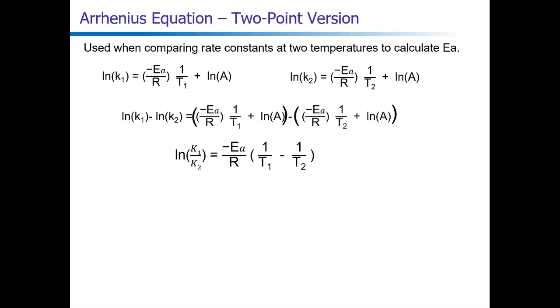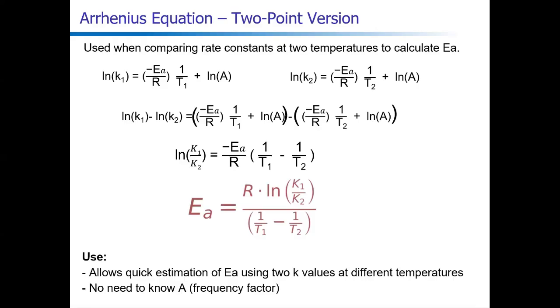We're left with the natural log of k1 over k2 is equal to the negative activation energy over R multiplied by 1 over T1 minus 1 over T2. This gives us a compact equation that relates 2 known rate constants to the activation energy. And finally, we can solve for activation energy, where activation energy equals R multiplied by the natural log of k1 over k2, all divided by 1 over T1 minus 1 over T2. This allows for a more immediate calculation of the activation energy, and is especially useful in lab or industrial settings when we only have 2 temperature-rate data points.